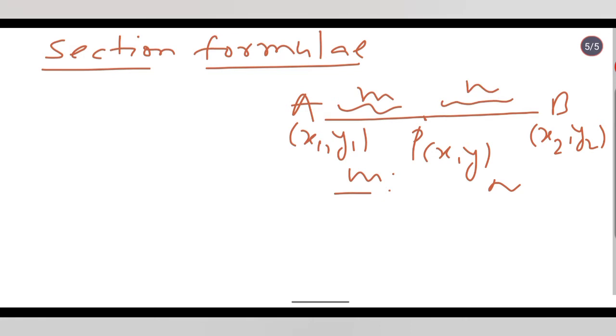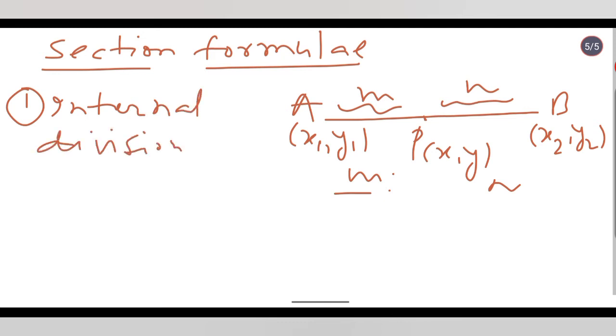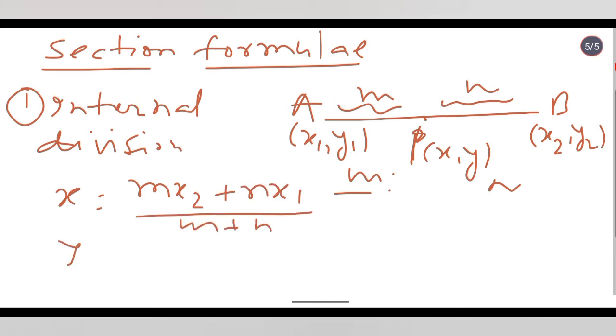So here the division is of two types. One is external division and the other is internal. First talk about internal division. The coordinates of point P are given by x equal to (mx2 plus nx1) by (m plus n), and y equal to (my2 plus ny1) by (m plus n). Okay, simple. Now move to external division.